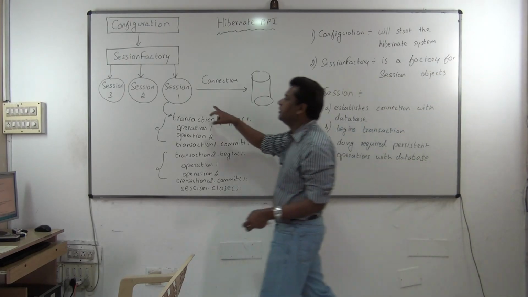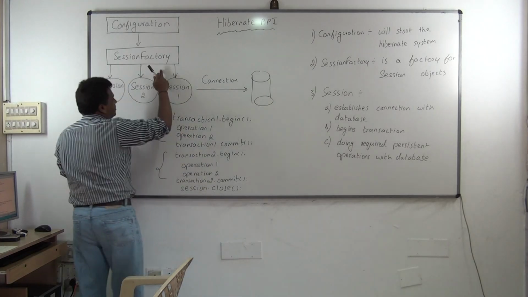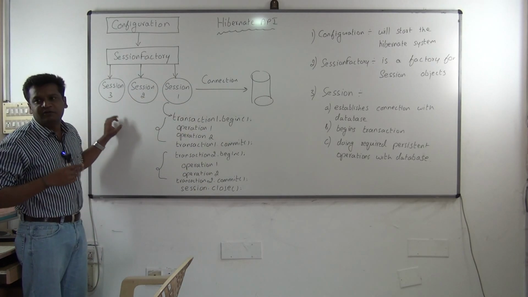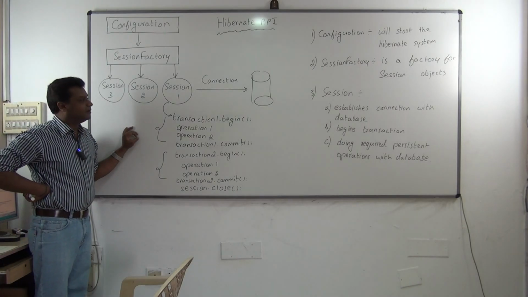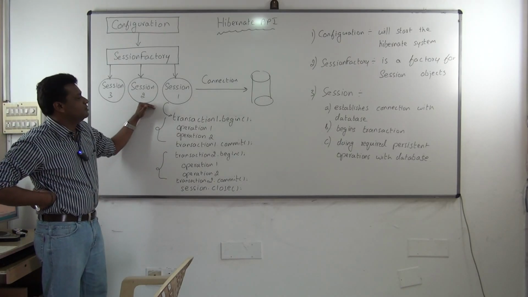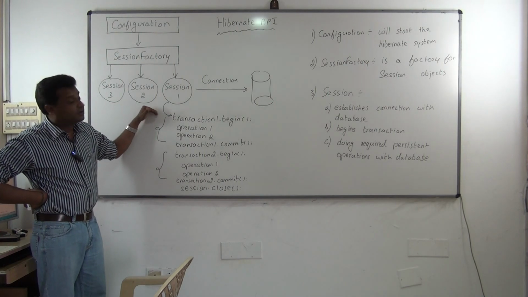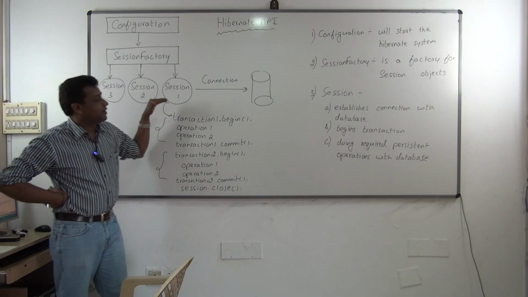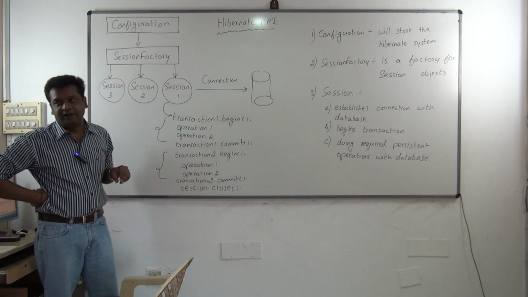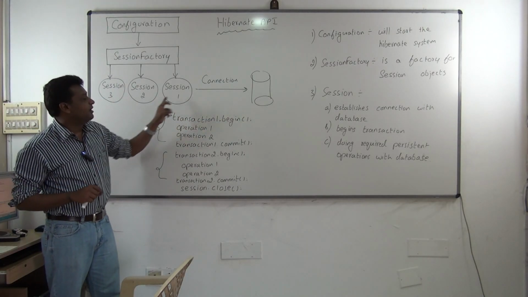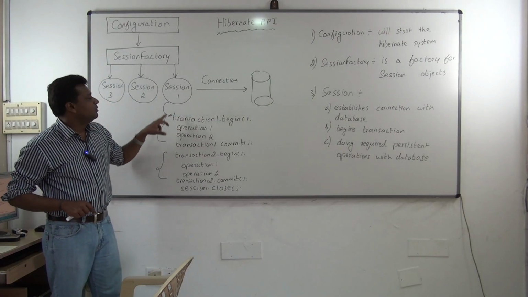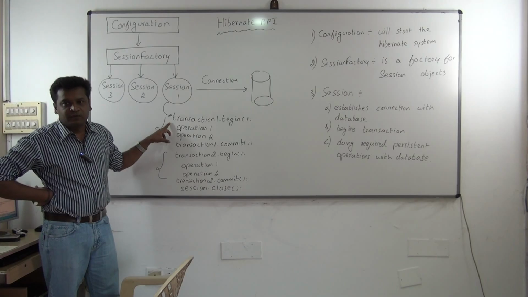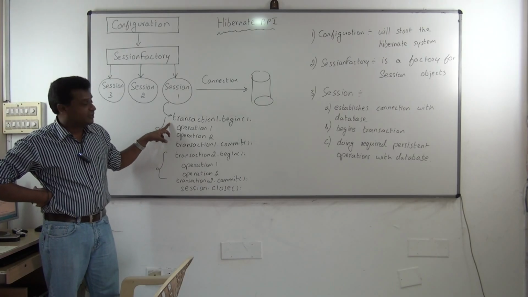That's what I have represented in the diagram. From one SessionFactory, you can create one Session object or one more, and however many Session objects you want, you can go on creating. Clear? Now once you get the Session object, what will you do with it? Session is the main object here. It is the Session object which actually establishes the connection with the database. After getting the connection, using the Session object, first we get the transaction and we begin the transaction.